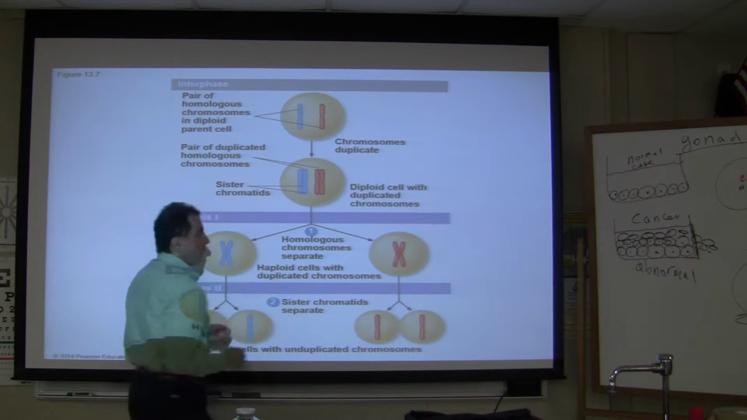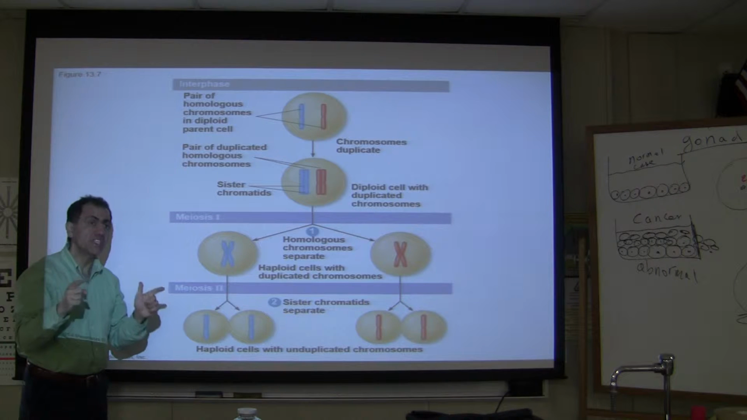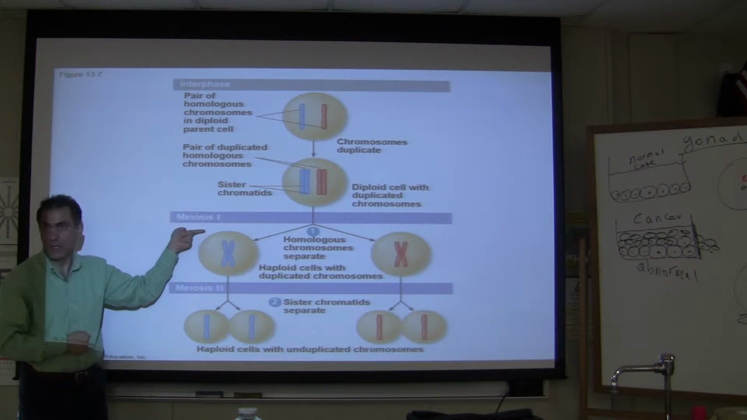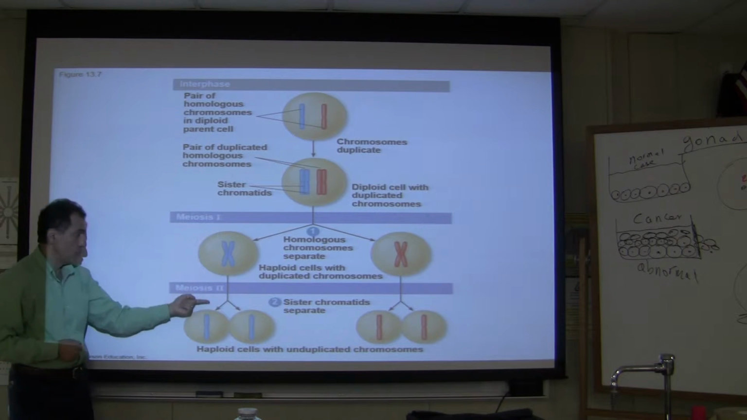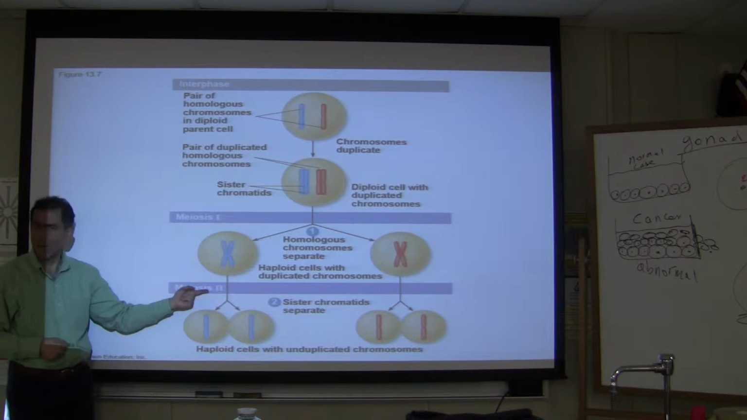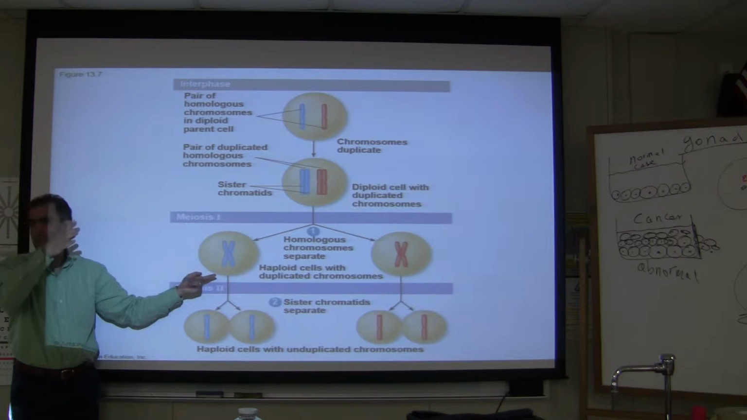Okay? So, what will happen during the first stage of meiosis, meiosis 1? In mitosis, you did not have mitosis 1, mitosis 2. You remember that? You did not have that. You just had mitosis: prophase, metaphase, anaphase, telophase.